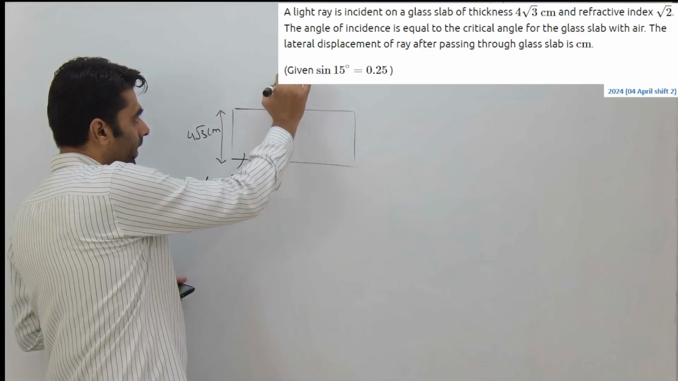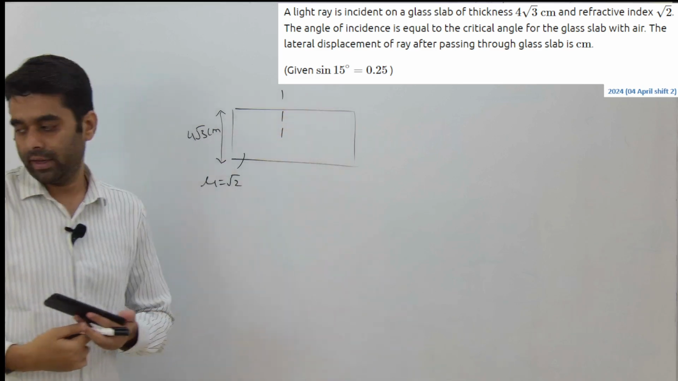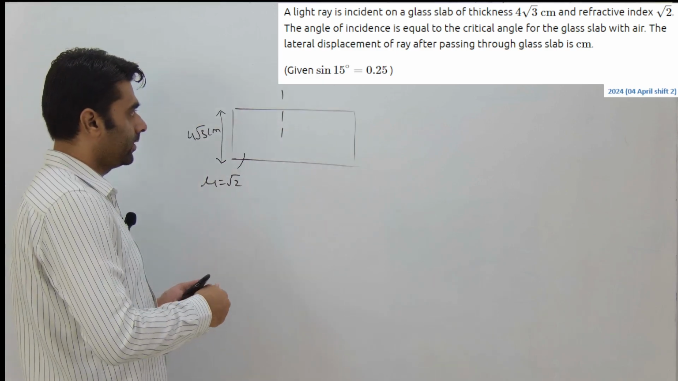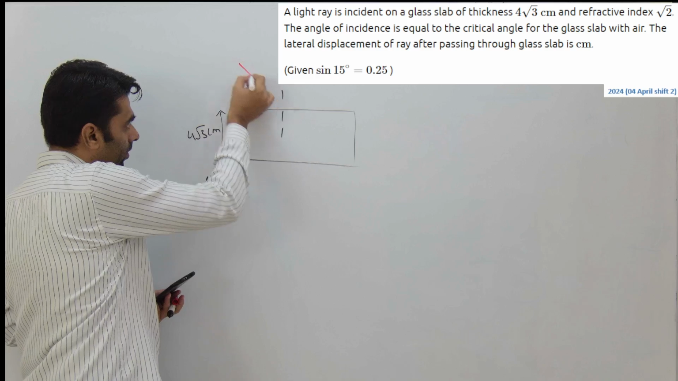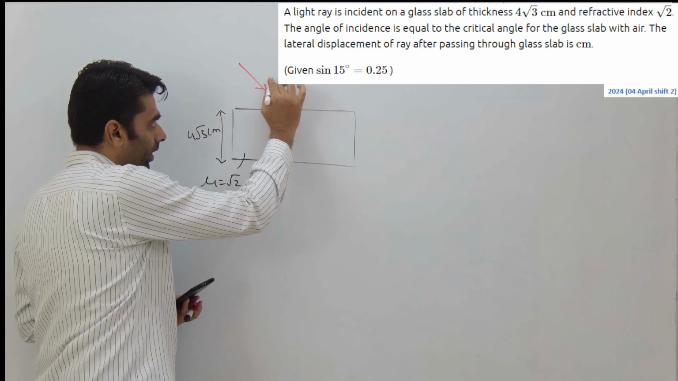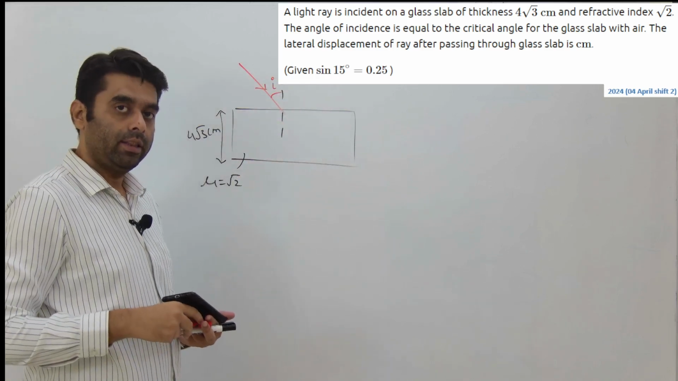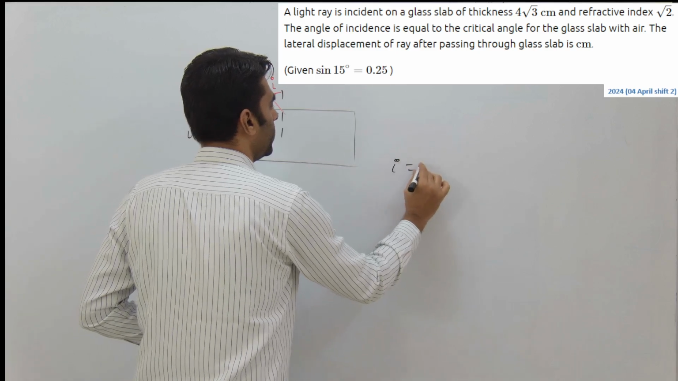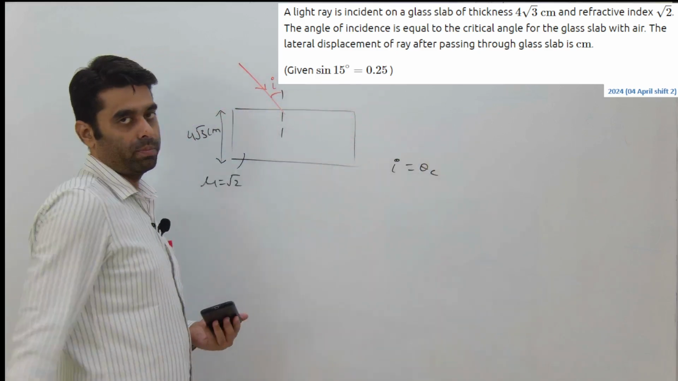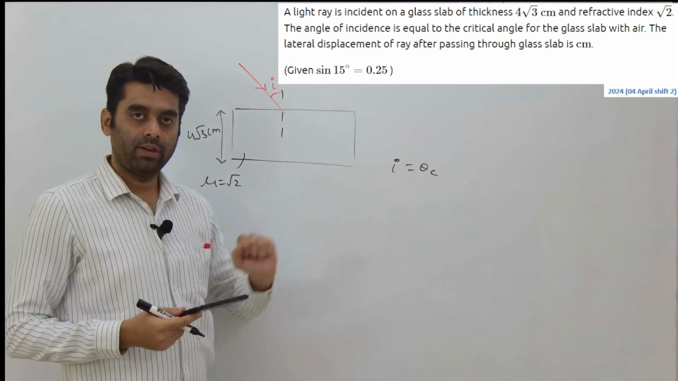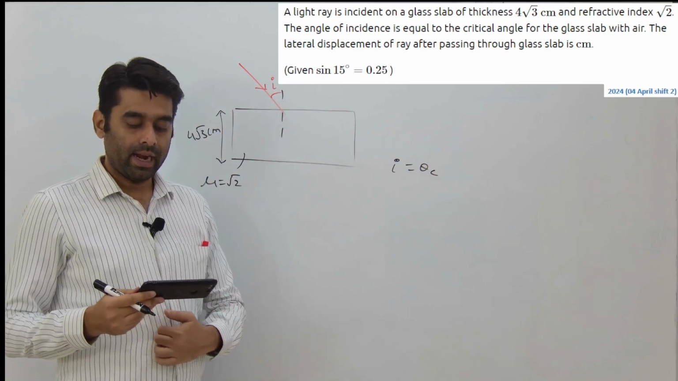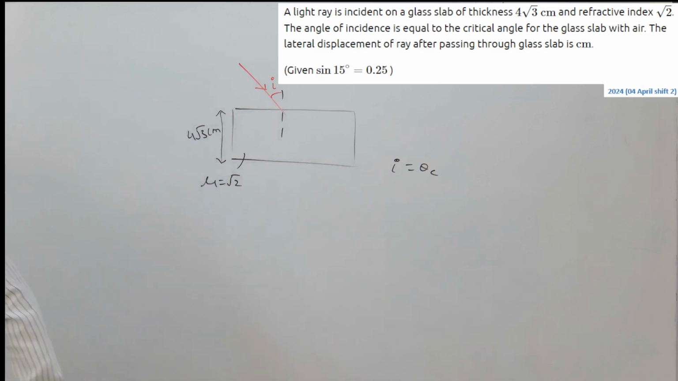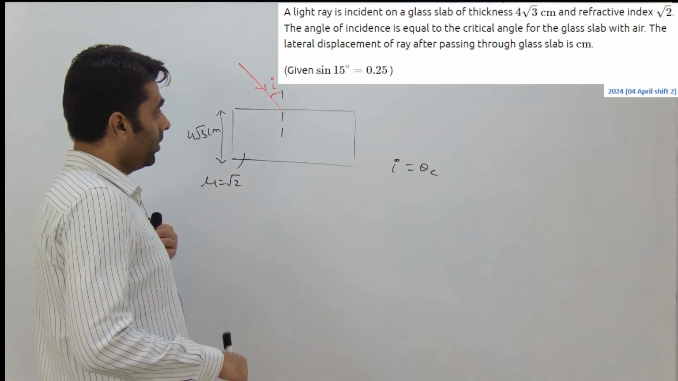Okay. So let's suppose that light ray is falling at some angle of incidence over here. Let's say that this is the situation given. This is your light ray falling at an angle of incidence i. And in the question they have mentioned that angle of incidence i is equals to theta critical for this glass-air combination. Fine, well and good. This is what the condition is given. Then they are asking the lateral displacement of the ray after passing through the glass slab in centimeter. Okay, let us see what is going to happen.